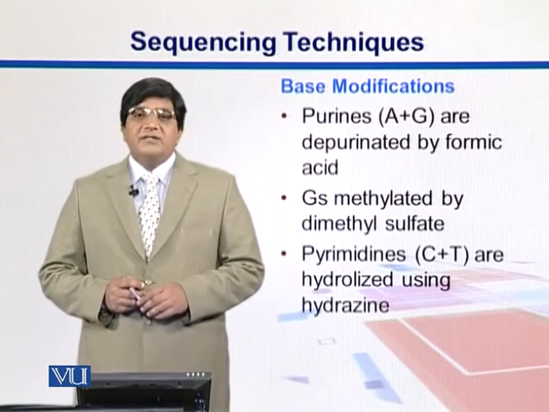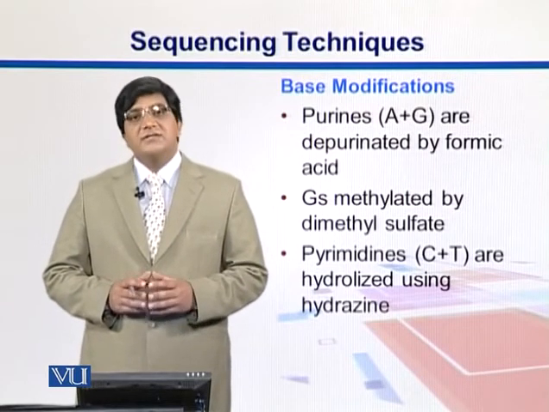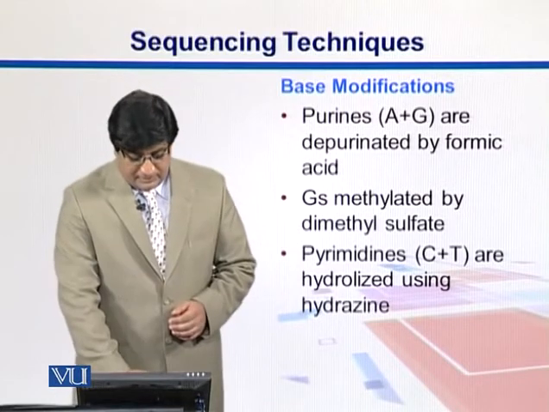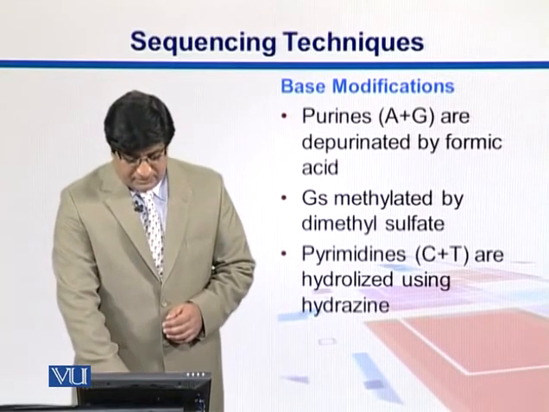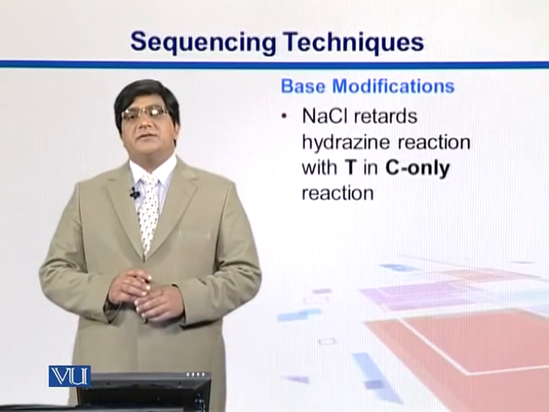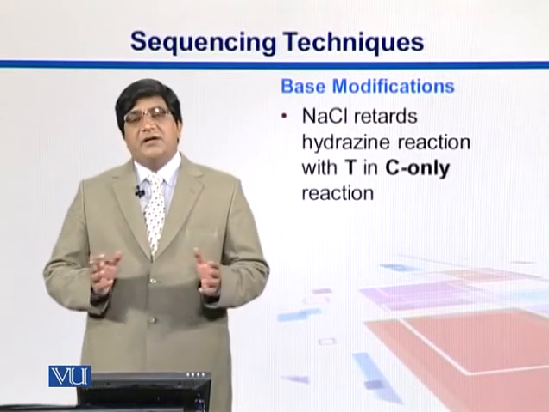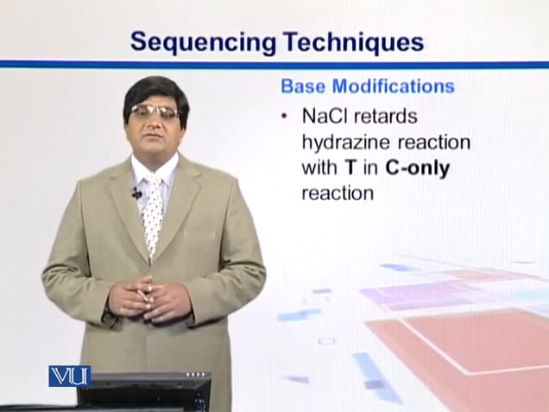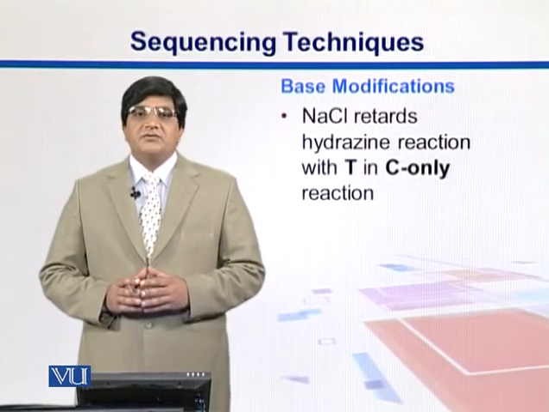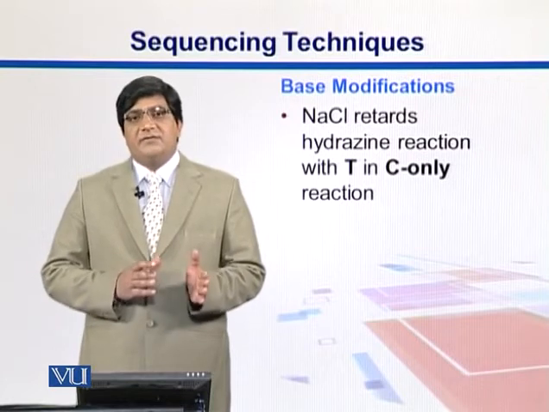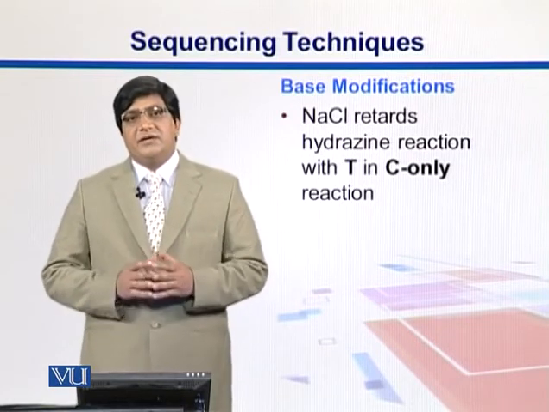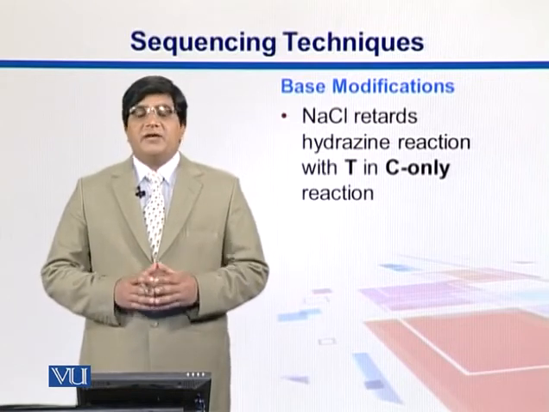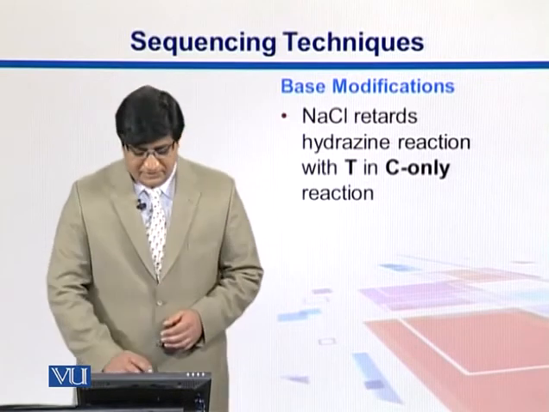In the same way, pyrimidines are hydrolyzed using hydrazine, and then once we have an idea that we have those pyrimidines, to find out which one is there, we can set up another reaction which we call the C only reaction. In that we add NaCl to the same hydrazine reaction, so that blocks the reaction of T with the hydrazine, so only C can react in that case. So in this way we can distinguish which pyrimidine we are getting, whether it's C or T.